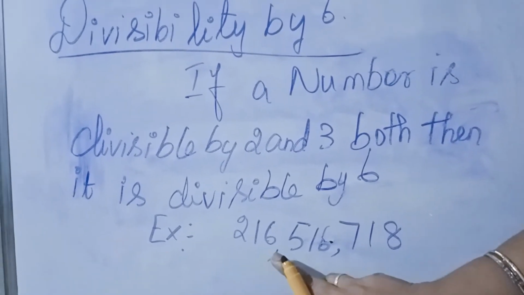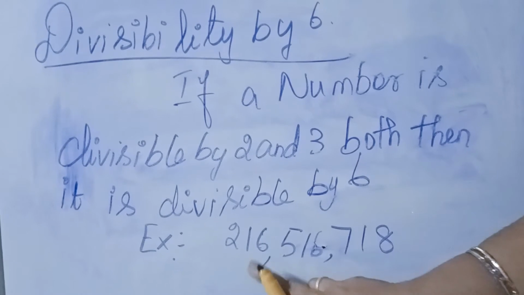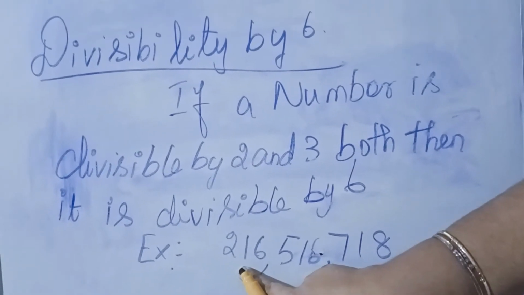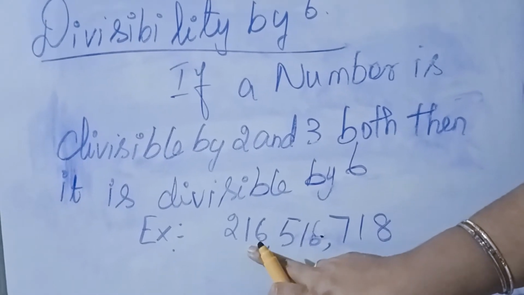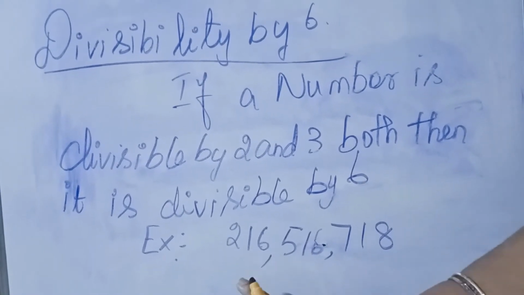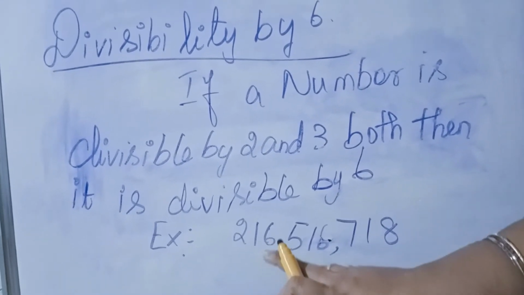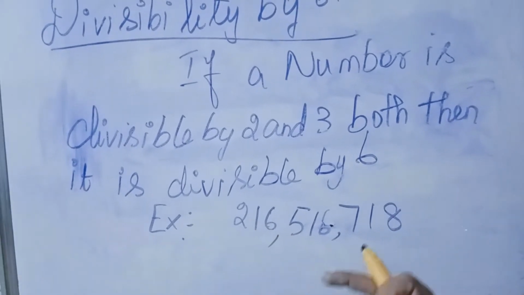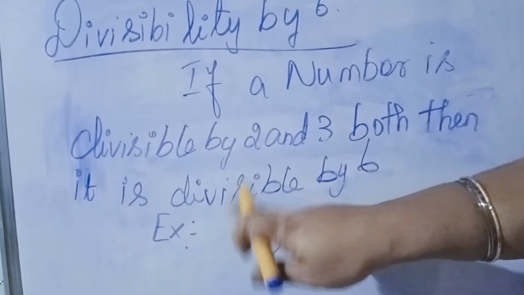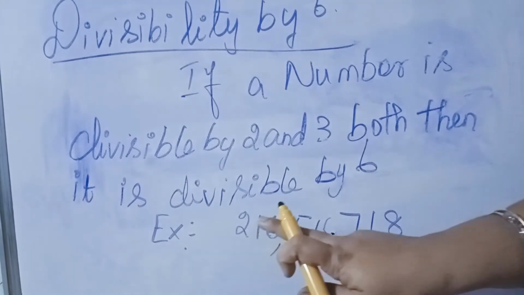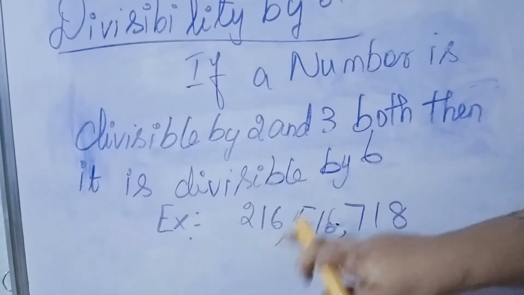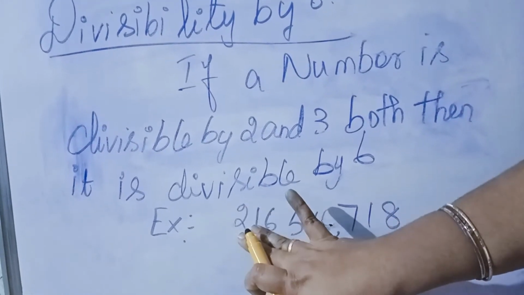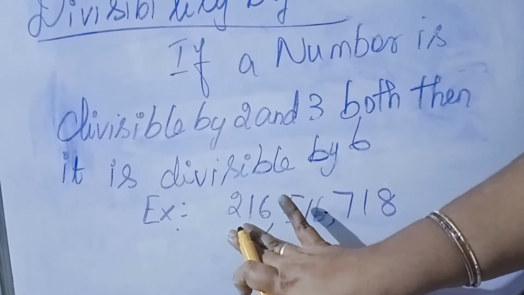For example, 216 is there. Is this divisible by 2? Yes, because the ones place is 6, so it is divisible by 2. Now check whether it is divisible by 3. What is the rule for divisibility by 3? We have to add the digits: 2 plus 1 plus 6, that means 3 plus 6, so 9. Yes, 9 is a multiple of 3, so it is divisible by 3.